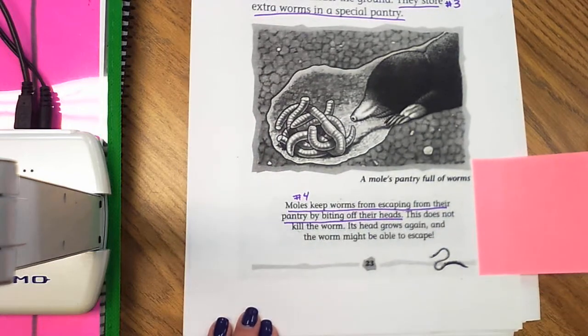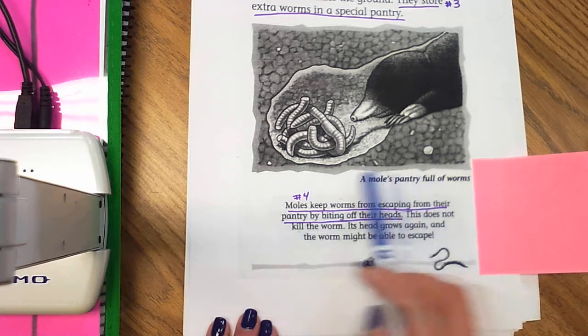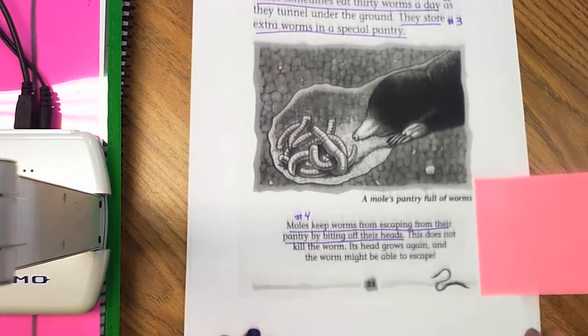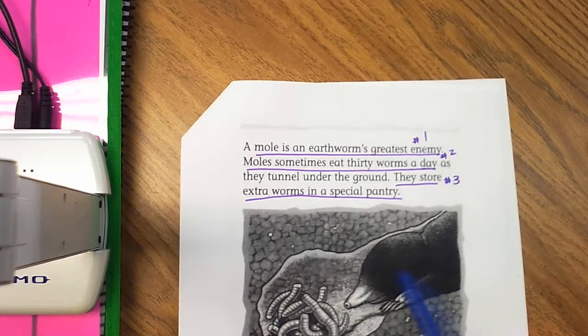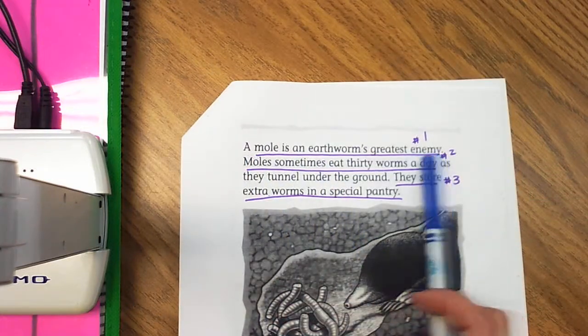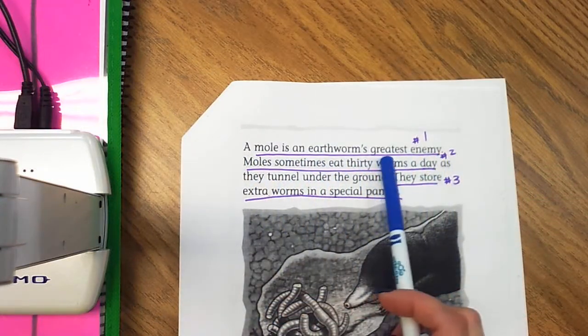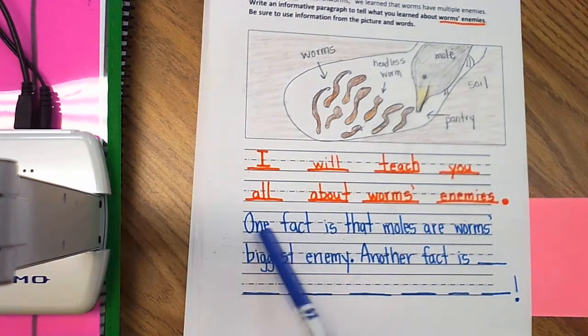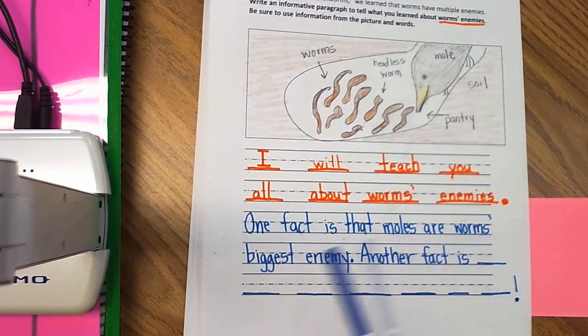Or, here's the really gross one. Moles keep worms from escaping from their pantry by biting off their heads. I know. If you're into the gross stuff, maybe you want to include this fact in your paragraph. So I actually already started, and I wrote 1 teaching sentence that tells that a mole is an earthworm's greatest enemy. Let's take a look at that sentence. I wrote, one fact is that moles are worms' biggest or greatest enemy.